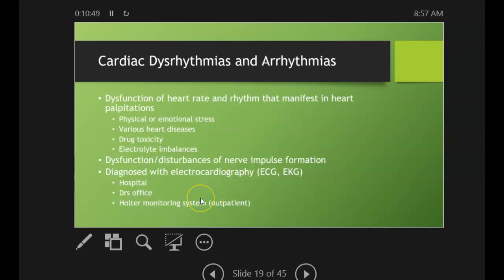Dysfunctional disturbances of nerve impulses are also part of dysrhythmias and arrhythmias, and they are often diagnosed through echocardiograms, EKGs or ECGs in the hospital or in a doctor's office, or patients may wear a monitoring system for outpatient monitoring.